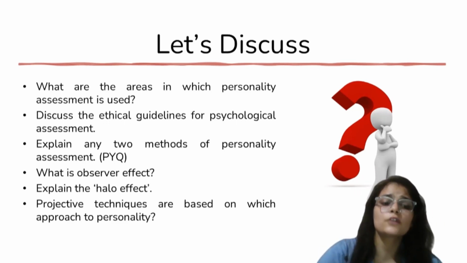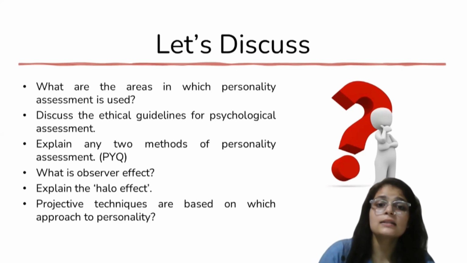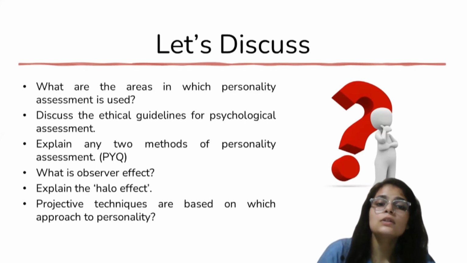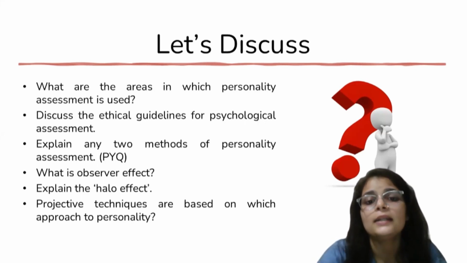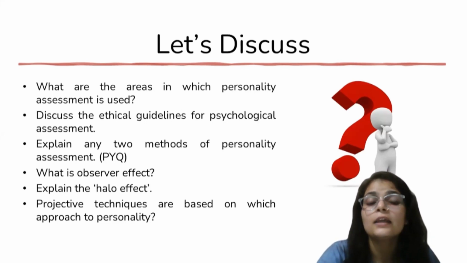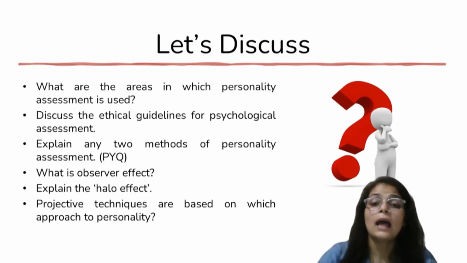Next, discuss the ethical guidelines for psychological assessment. Ethical guidelines are given by the APA, the American Psychological Association, and they include that assessment should be done by psychologists. It is unethical to use a psychological test without formal training or a degree. Informed consent should be taken before administering any psychological assessment, and the confidentiality of the test findings should be maintained. One should be able to communicate the test results properly, and we need to be aware of the test-taking situation and the ethnic and cultural background of the client.